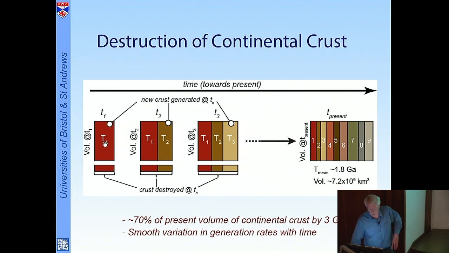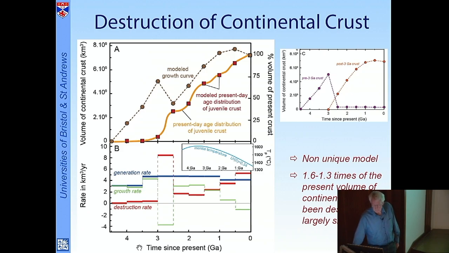So here's a very simple cartoon. You can do it at different time periods, but you have a volume of crust, you go to a new time, so you've made another volume of new crust and you've destroyed some combination of both the new crust and the old crust, and you build this up through time. You're anchored by 70% of the present crust volume being there at 3 billion. You're anchored by the present-day volume of crust, and you're assuming a smooth variation in generation rates with time. And that takes you to an interesting and not terribly well understood place. If we look at the bottom figure here in B, this time against the present, this has rates for crust generation that the model comes up with here in blue, which are broadly similar to mantle temperature variations, if you want to think of them in that way.